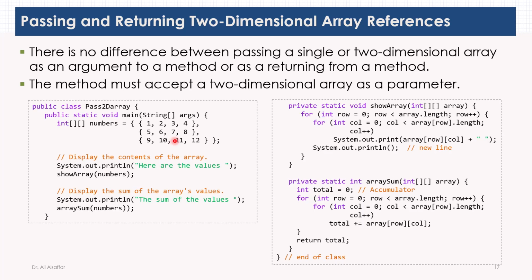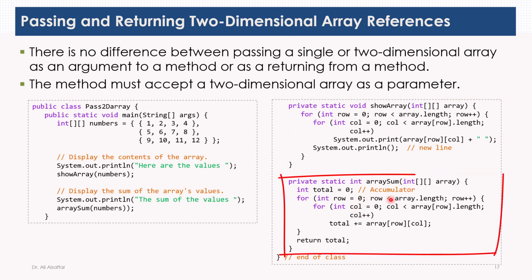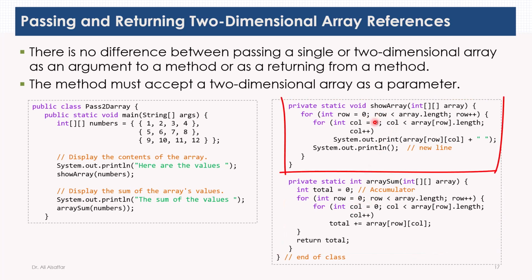Consider the following program. Let us first focus on the methods that are available in this program. We have two methods. The first one is called showArray. The second one is called arraySum. The purpose of the first method is to display the two-dimensional array row by row. The input parameter is a two-dimensional array of integers. It is called array. And as you can see, we are processing the array row by row. After printing the values of each row, we print a new line so that we print the two-dimensional array in a tabular form, such that each row is printed on a separate line.